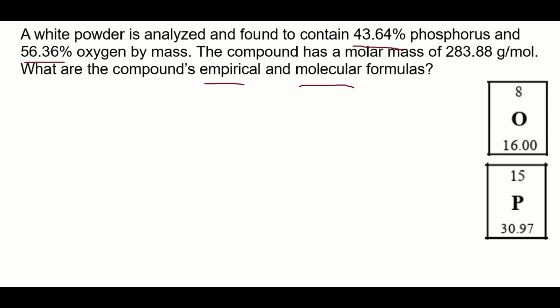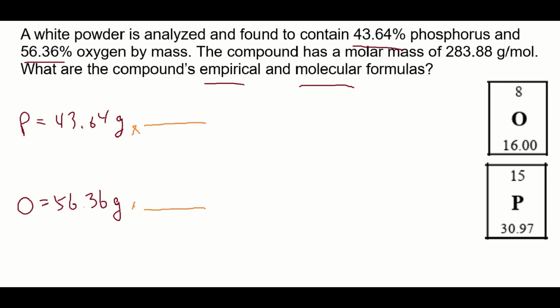So let's just say we have 100 grams of this compound, and then we can say the phosphorus makes up 43.64 grams. And the oxygen makes up 56.36 grams. Now the reason we got grams is because we want to convert these to moles and get the mole ratios between the phosphorus and the oxygen. Because that's one way we can interpret a chemical formula, is the ratio of the atoms in the molecule. All right, let's use the molar mass found on the periodic table to convert from grams to moles.